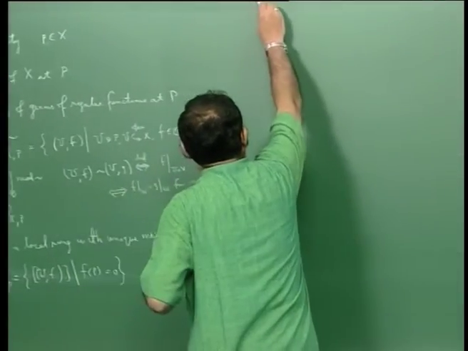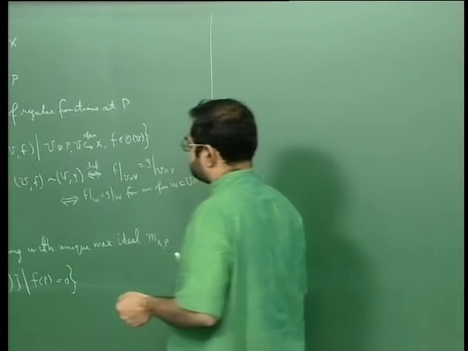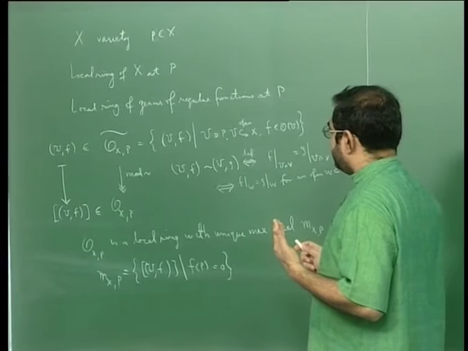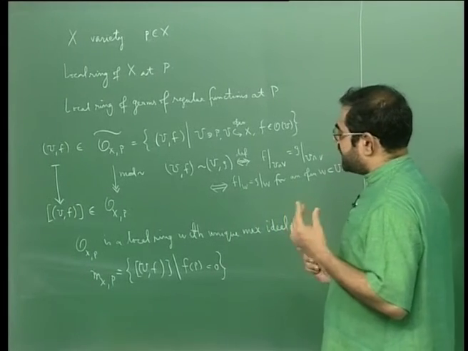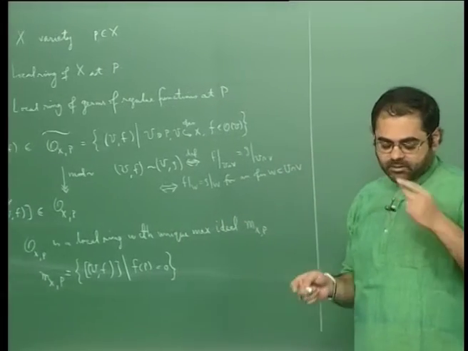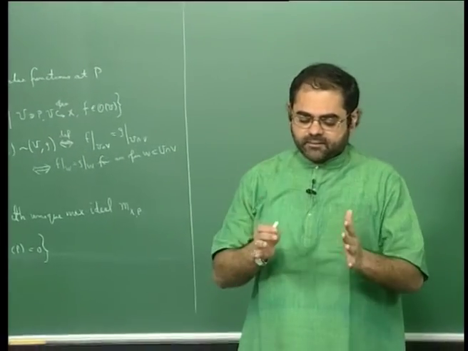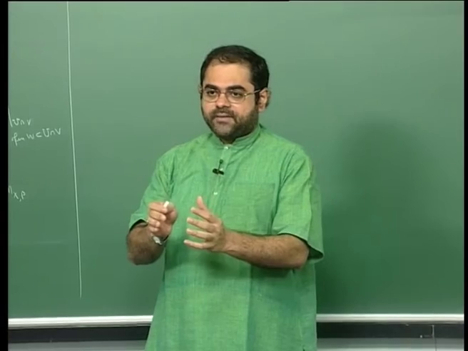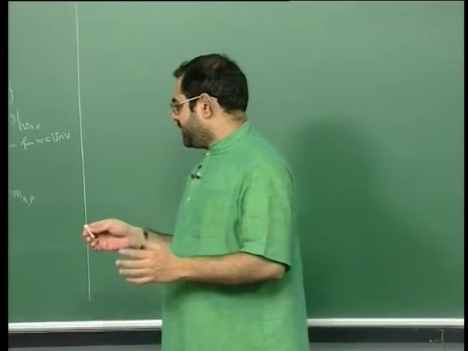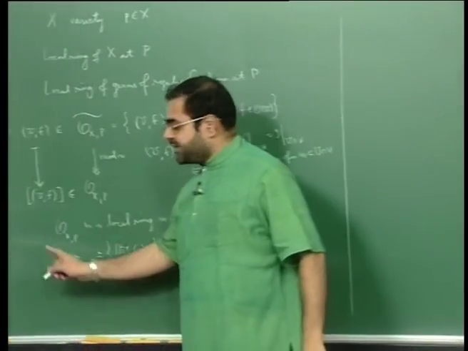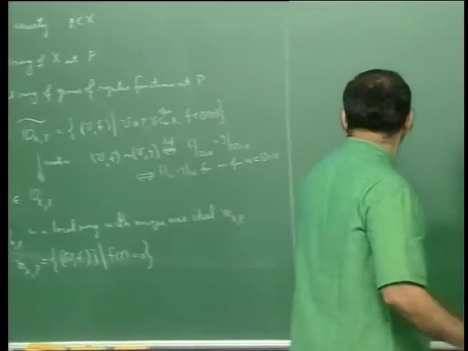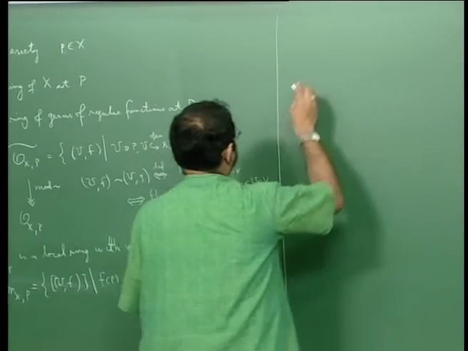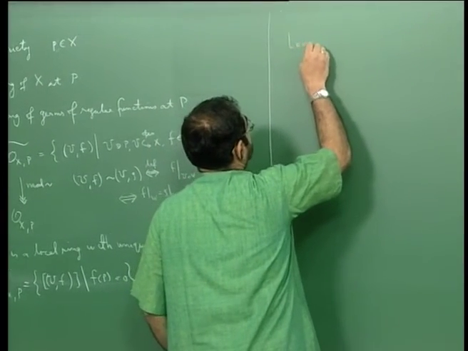So the point is that focusing attention at a point, which means trying to study regular functions at a point, commutative algebraically boils down to studying local rings. Now the point I want to make is, why is this important? So here is the lemma.